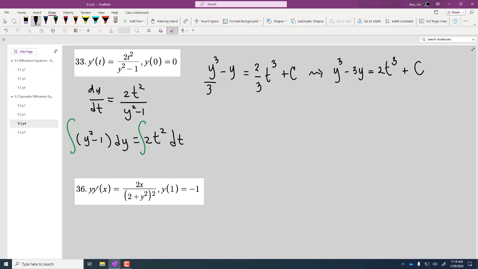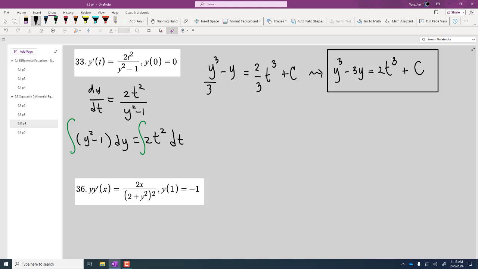Is there any way we are going to isolate the y here? No. There's no way here. We're not going to be able to just do algebra and get down to a single y. Not going to happen here. So there's our general implicit solution.